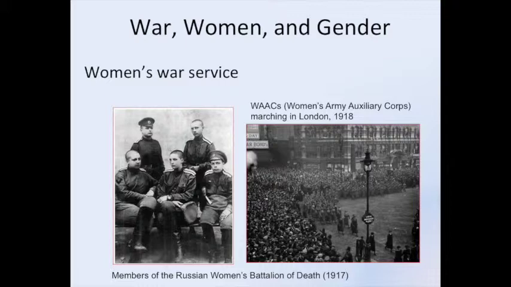Now, the interesting thing, these women were trained, they were thrown into the fighting. I don't have statistics for you, but hundreds of them died in the war. But they were meant to be scary, not so much to the Germans on the other side of the trenches, they were meant to be scary to Russian manhood. Because this battalion was created to shame Russian men back to the front, which it was not terribly effective at, and resulted in the revolution, among other things.